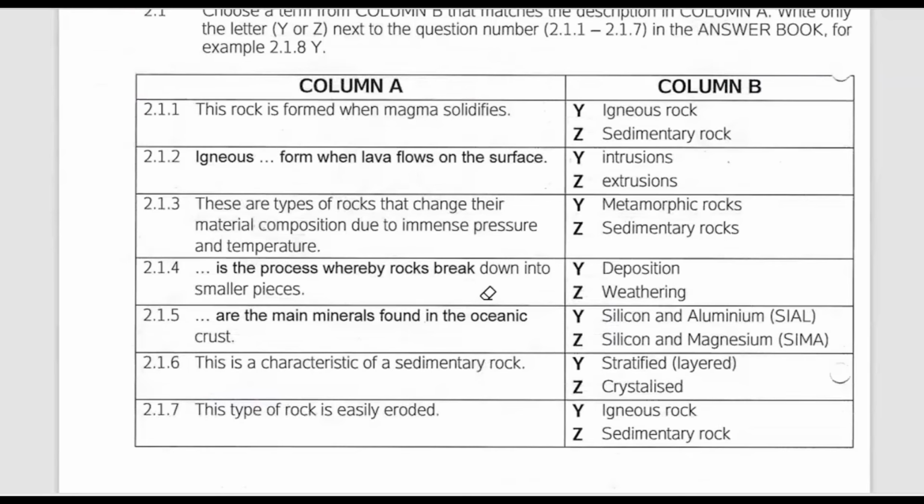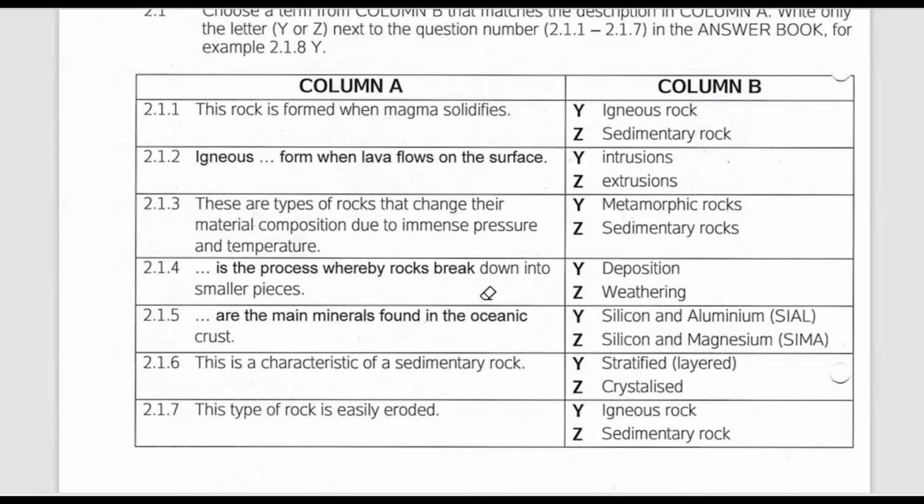Right, we are choosing the matching item, either Y or Z from column B, which matches with the description in column A. Right, we'll quickly go through this. I think the types of rocks, you know them. We basically have the sedimentary rocks, which form from sediments. We have igneous rocks, which are rocks of volcanic origin. We have metamorphic rocks, which are made from a complete change of either igneous or sedimentary rocks which are exposed to great heat and pressure.